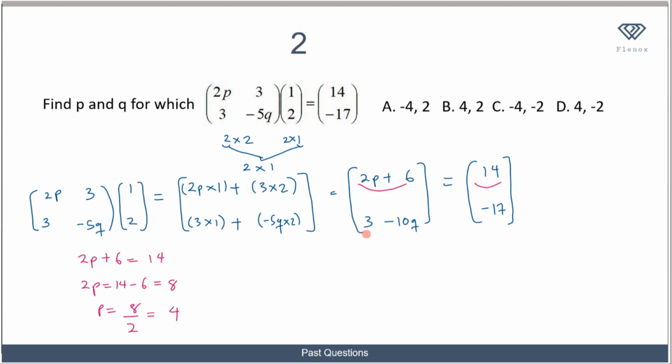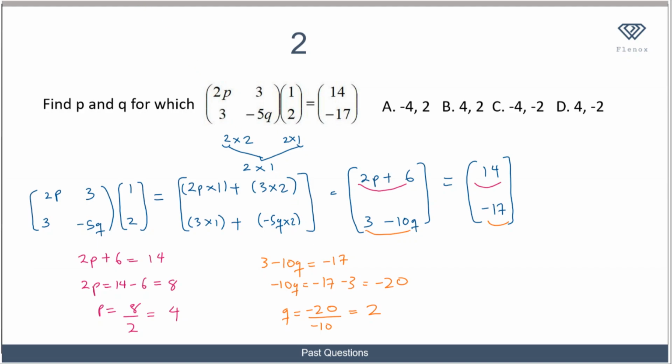Now we can also say that this must be equal to this. So we know that 3 minus 10q must be equal to minus 17. So minus 10q must be equal to minus 17 minus 3, which is the same thing as minus 20. So q is the same thing as minus 20 divided by minus 10, which is equal to 2.